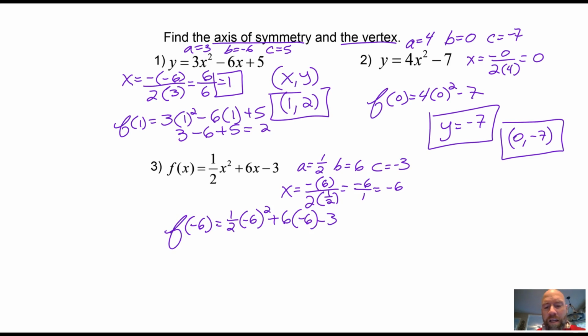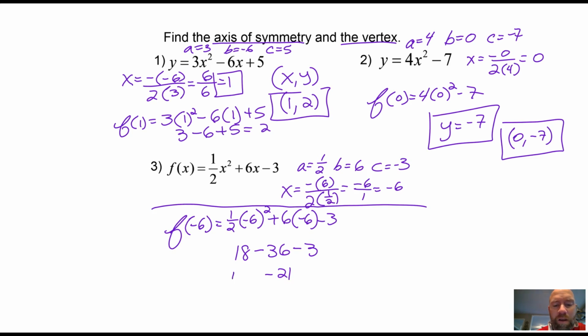So I have plugged that in, or I have substituted that into my equation. Okay? Well, negative times negative is positive. 6 times 6 is 36. 36 times 1/2 would be 18. Okay? 6 times 6 is 36, so 18 minus 36 minus 3. All right, 18 minus 36 would be a negative 18. Negative 18 minus 3 is a negative 21.